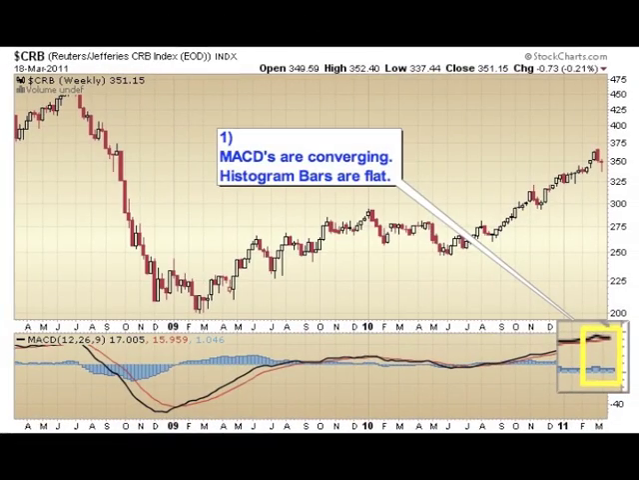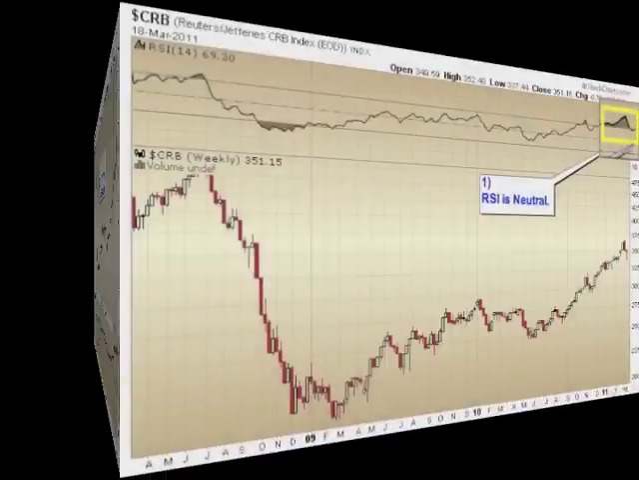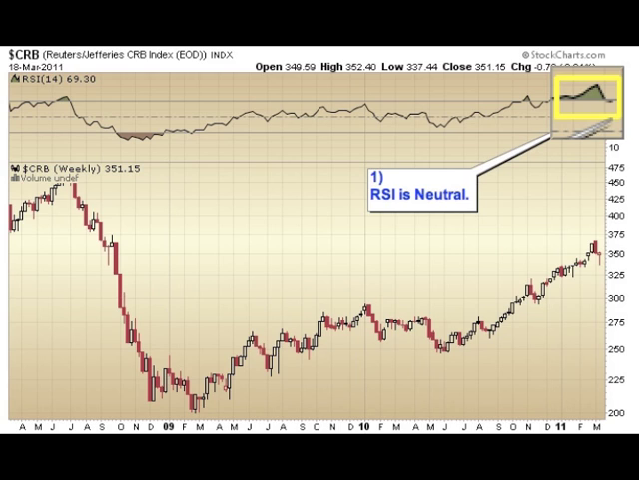And a look at the MACDs and histogram bars. We see that the MACDs are converging, and the histogram bars are flat, so we had to issue a little caution and give it a yellow mark. Look up top at the relative strength index. We gave this one a neutral mark, as it's been falling, but looks like it's starting to rebound just a bit. Looks like we may have a little support here, so we gave it a yellow mark.